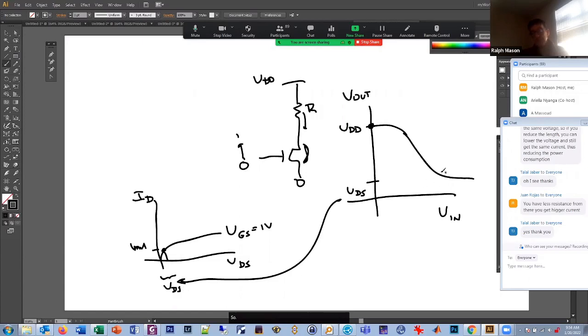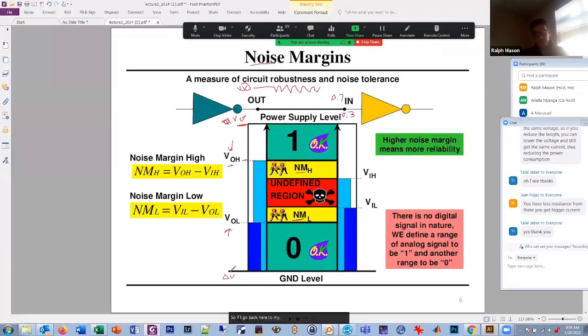So what does that mean? That means this is my V output low. My V output low is not 0. It could be 100 millivolts or something like that. So if I go back here to my curve, this V output low is not 0. For CMOS, V output low is here and V output high is here. But for this RTL circuit, this V output low is high. And so now this noise margin is much smaller.